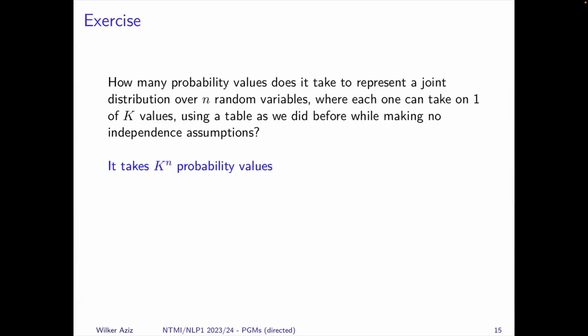All right, so it takes k to the power of n probability values. If you're not convinced, make a small example. Maybe have k equals 3 and do n equals 3 or 4, and you will see. Essentially, this is the number of rows in your table, and for each row, you're going to have a probability value. So these are the number of probability values. This grows very fast, right? If you just add one extra random variable, this grows exponentially.